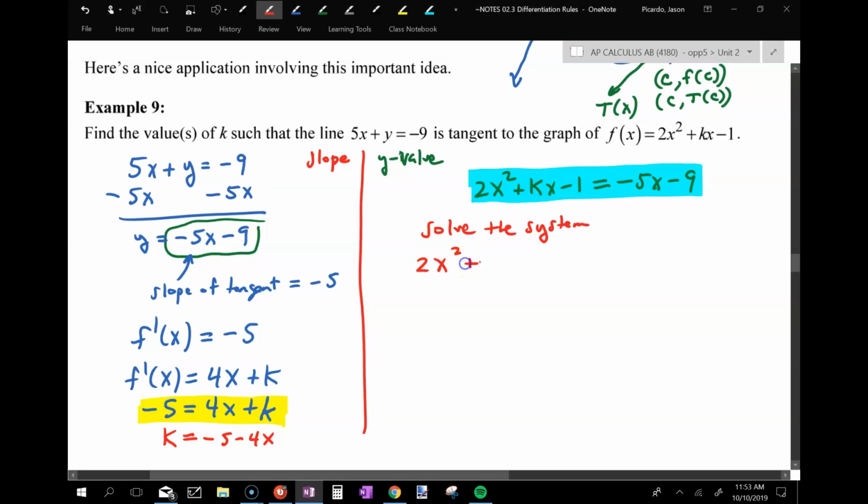2x squared plus, this is my value of k now, right? So now I'm going to plug that in here, times an x minus 1, equals that. All right, so again, it's kind of ugly, but we're going to distribute the x. I get all that.